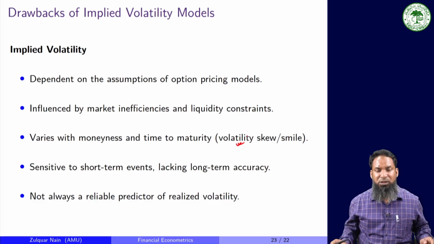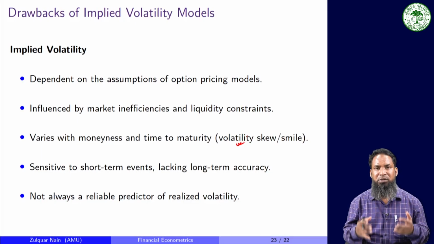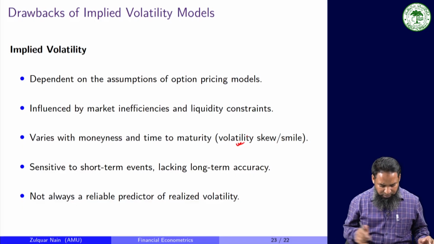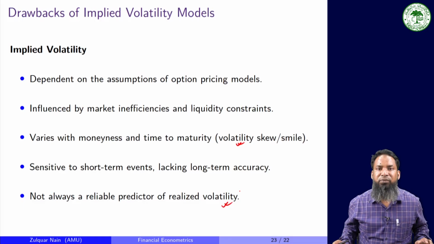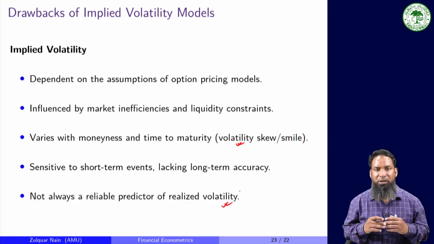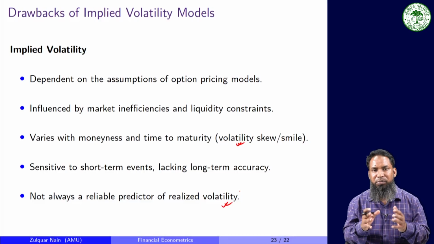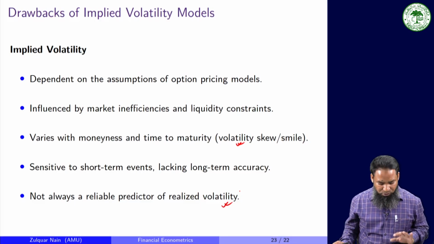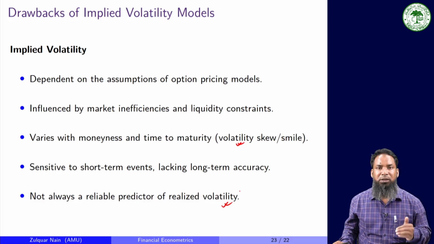Then it is also sensitive to short-term events, lacking long-term accuracy. In the short term, if any event happens, the pricing of the options will change and the implied volatility will also change. It is not always a reliable predictor of realized volatility. Realized volatility is basically the volatility which we measure based on the observed prices. So, this also has certain empirical issues.